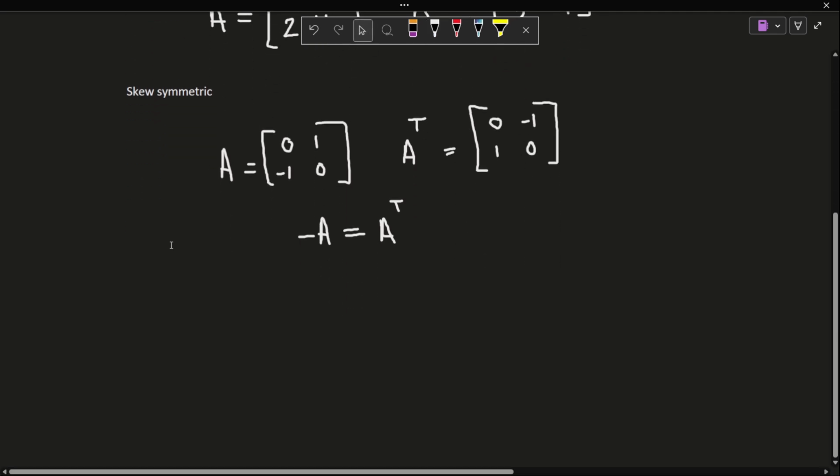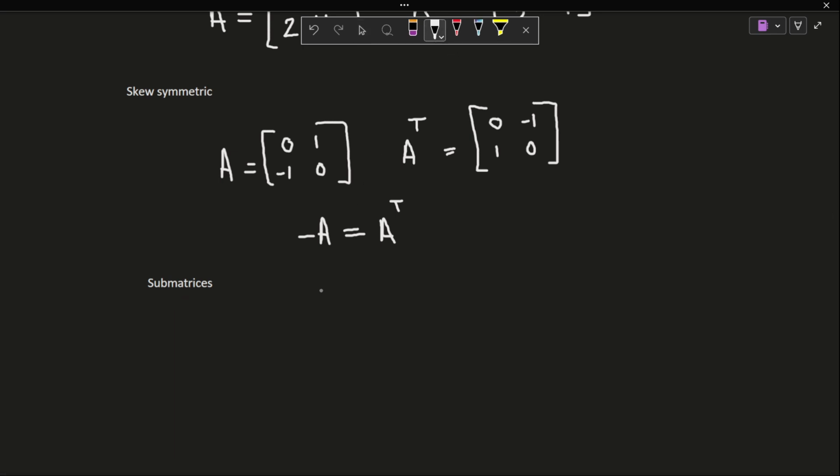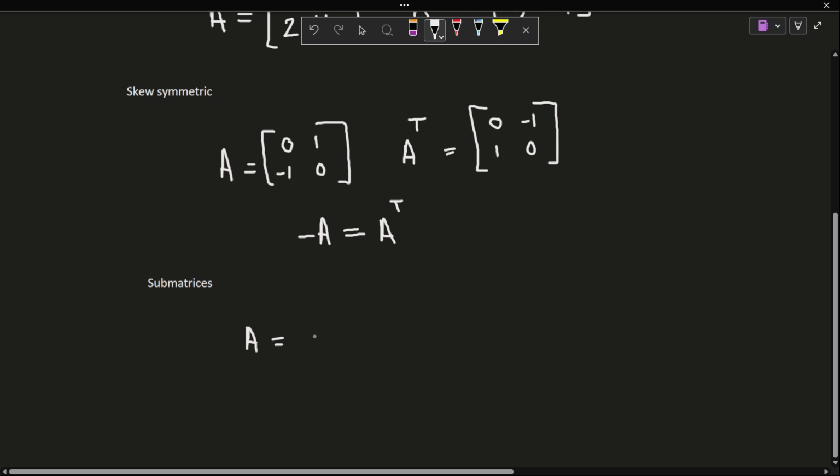Okay, the next type of special matrix that I want to talk about are submatrices. The name kind of explains what it is, but let's just say we had a big matrix here, like something like 1, 2, 3, 4, 5, 6, 7, 8, 9. So a 3 by 3 matrix here.